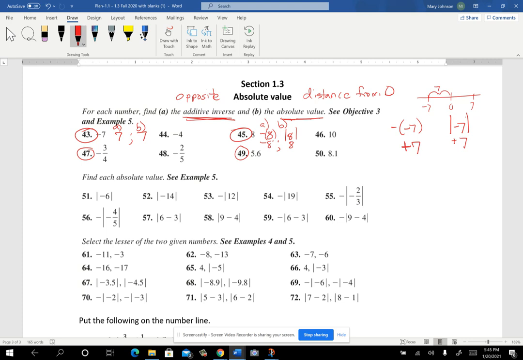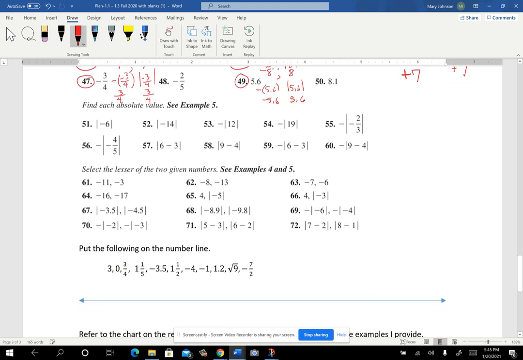Okay. All right, on 47, the opposite of -3/4 would be +3/4, and the absolute value of -3/4 would be +3/4. And then with 5.6, the opposite of 5.6 would be -5.6. The absolute value of 5.6 would stay +5.6. So do you see how the additive inverse and the absolute value are not the same thing? That was the point of the first set of problems, just making sure you saw the difference in those two ideas.